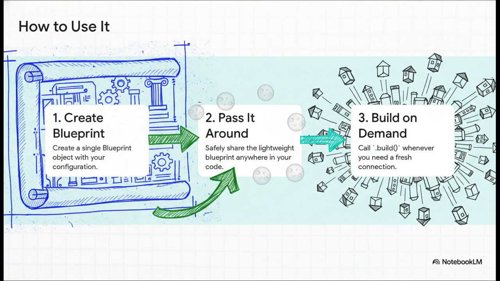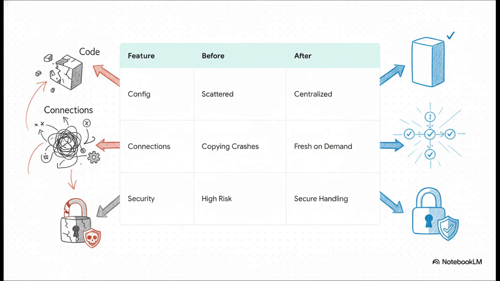So using it is dead simple. You make one blueprint, pass it around, then call .build whenever you need a connection. And check out the difference. You go from messy and risky code to something that's clean, secure, and flexible.